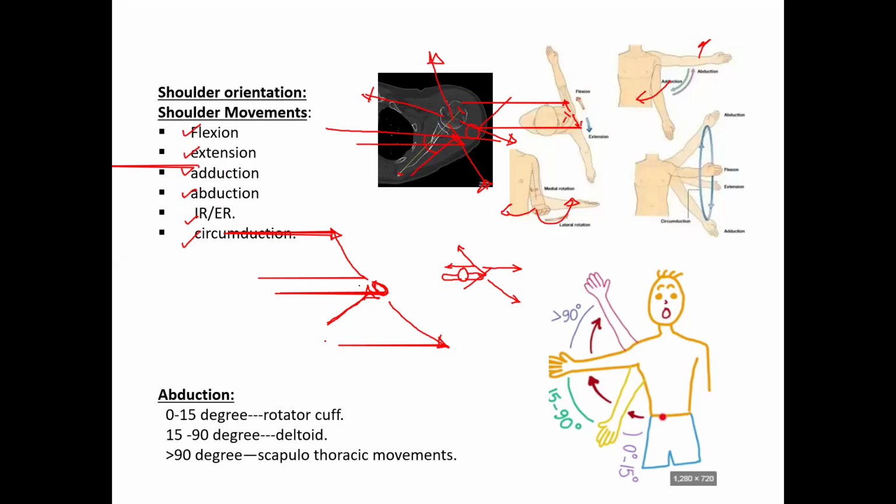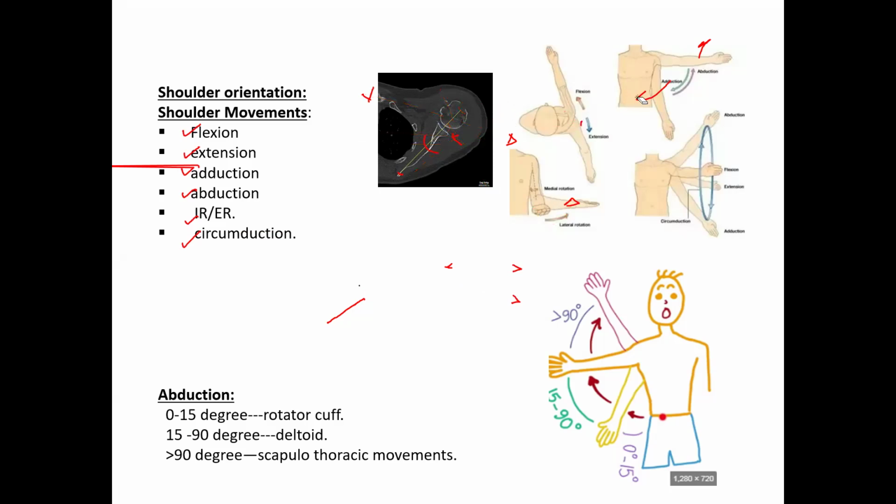The important thing we need to remember is shoulder abduction. Shoulder abduction is very important. Why is shoulder abduction very important? We have three grades, three angles in the abduction. One is 0 to 15 degrees, second is 15 to 90 degrees, and third is more than 90 degrees. These two are acting at the shoulder joint, whereas this movement is acting at the scapulothoracic joint.